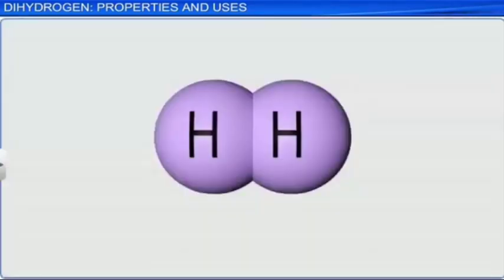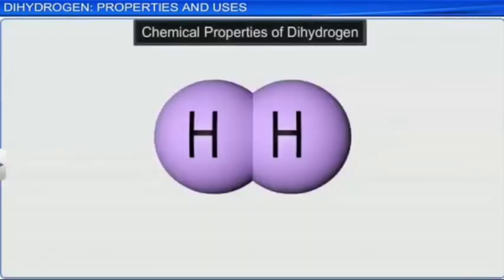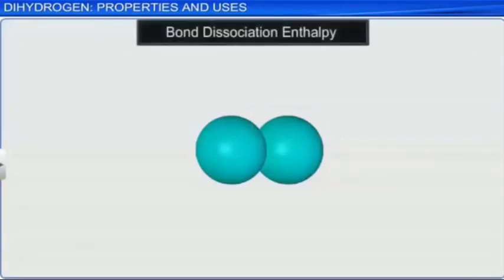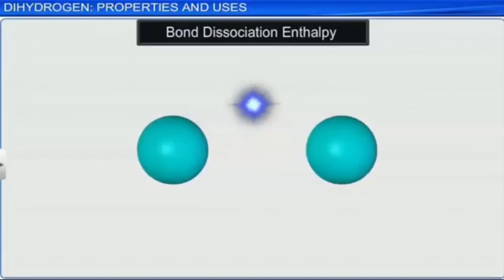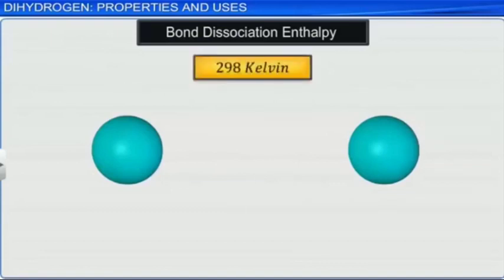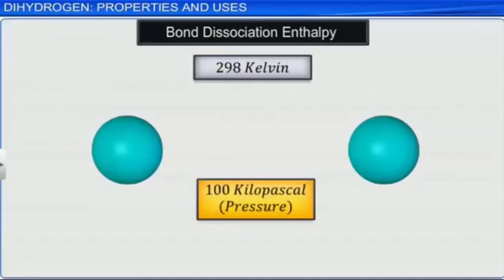Let us now look at the chemical properties of dihydrogen. Dihydrogen gas is chemically inert at room temperature. The chemical behavior of a diatomic molecule is determined by its bond dissociation enthalpy to a large extent. Bond dissociation enthalpy is the energy required to break a chemical bond. It is defined as the amount of energy required to break 1 mole of bonds of a gaseous molecule into fragments in gaseous state at 298 Kelvin and a pressure of 100 kilopascal.